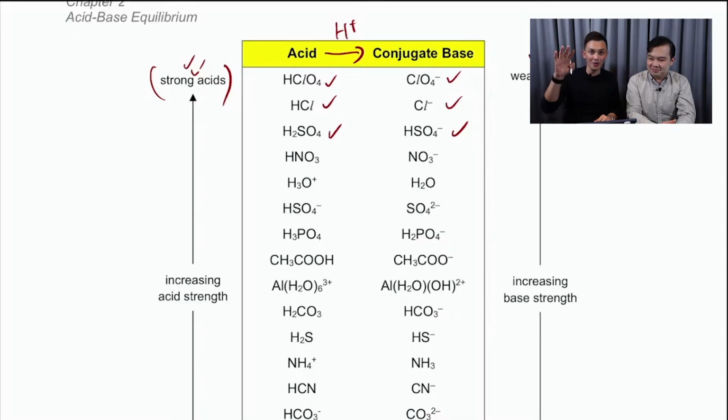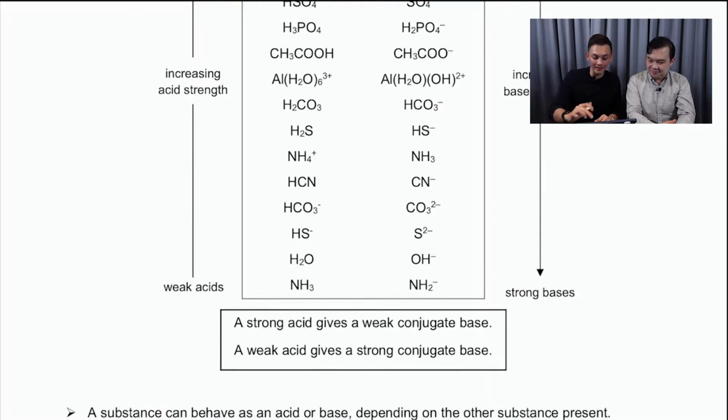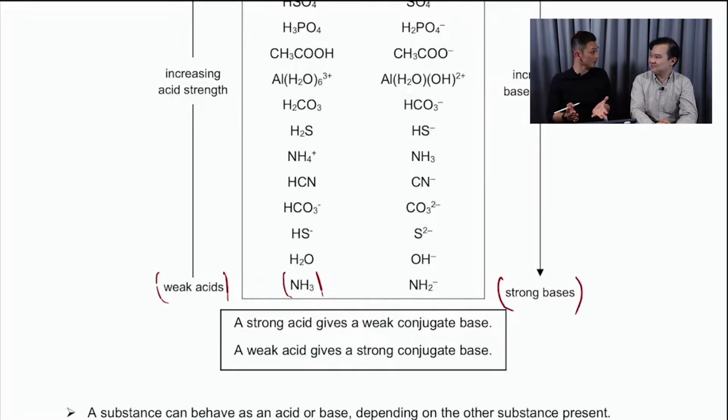As you go all the way down the table, you'll realize that ammonia, which we usually say is a base, can actually be an acid, just a very weak acid. As a very weak acid, it gives rise to a very strong conjugate base. So Mr. Leong, you see that there's actually a relationship between them, right?